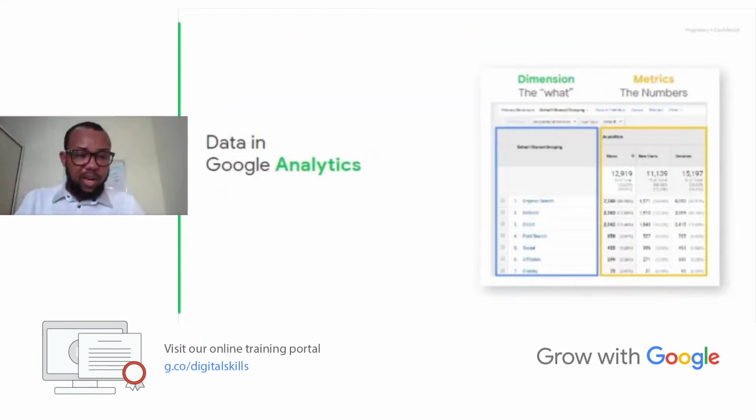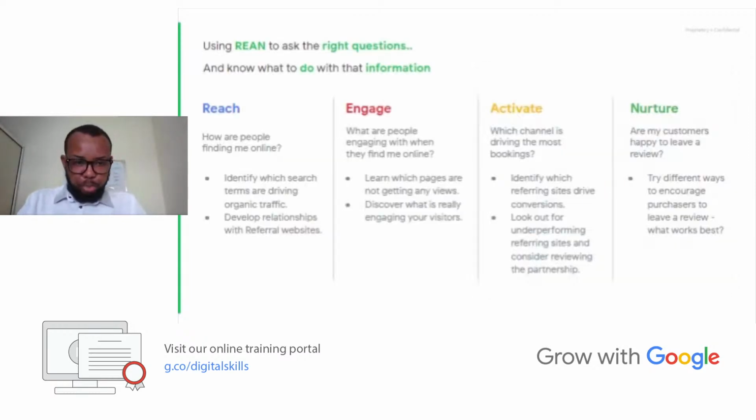And data in Google Analytics, this is how it looks. You have the dimension and the metrics. Now, the dimension talks about the channel, for example Google search. These are the people getting in, and the number is telling you how many people are coming through each of these channels. These are the number of people that came through Google search. These are the number of people that came through this other medium, and the list continues like that.